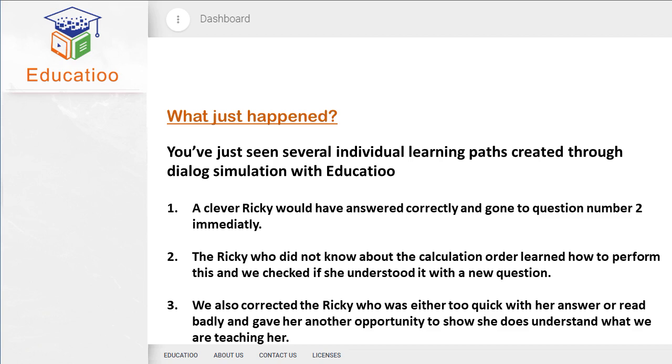What just happened? You've just seen several individual learning paths created with the Educatioo Dialog Simulation App. The first path you saw was that if a clever Ricky would have answered correctly immediately, she could have gone to question number 2 straight away. The second path showed a Ricky who did not understand the order of calculation. She learned how to correct this, and John checked if she understood it with a new question. John also corrected the Ricky who was either too quick with her answer or read badly, and gave her another opportunity to show she does understand the order of calculations.